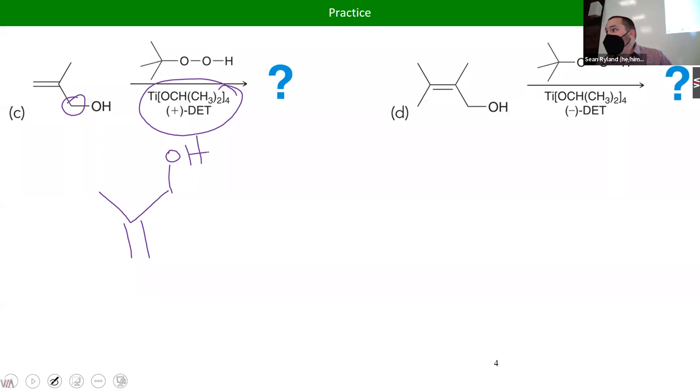plus means up, right? Minus means down. So I didn't redraw it sticking out towards us like this. So up is out of the board towards us.